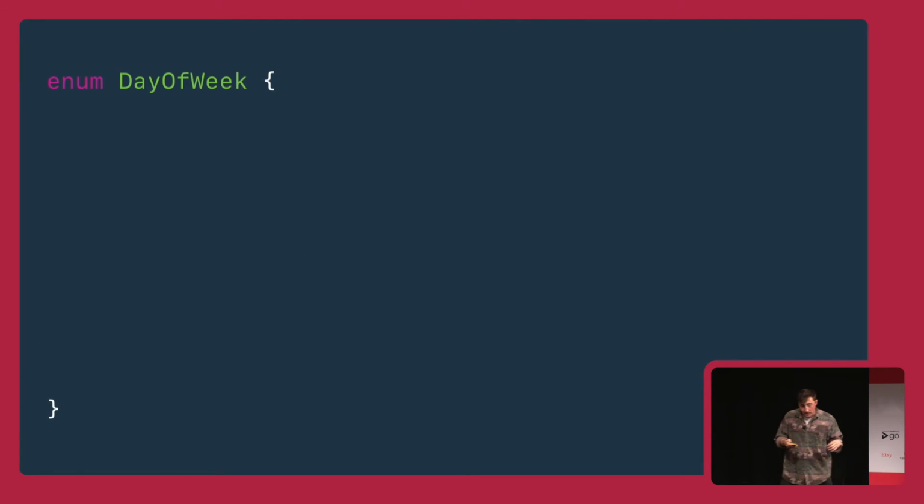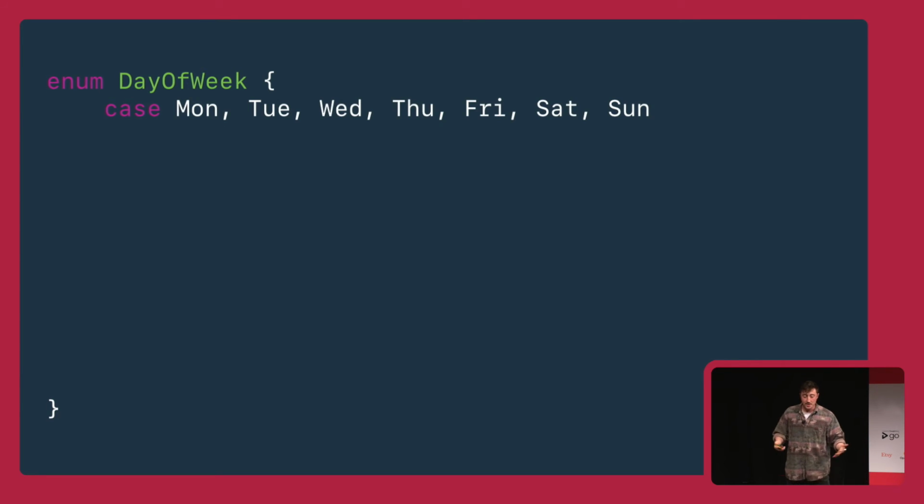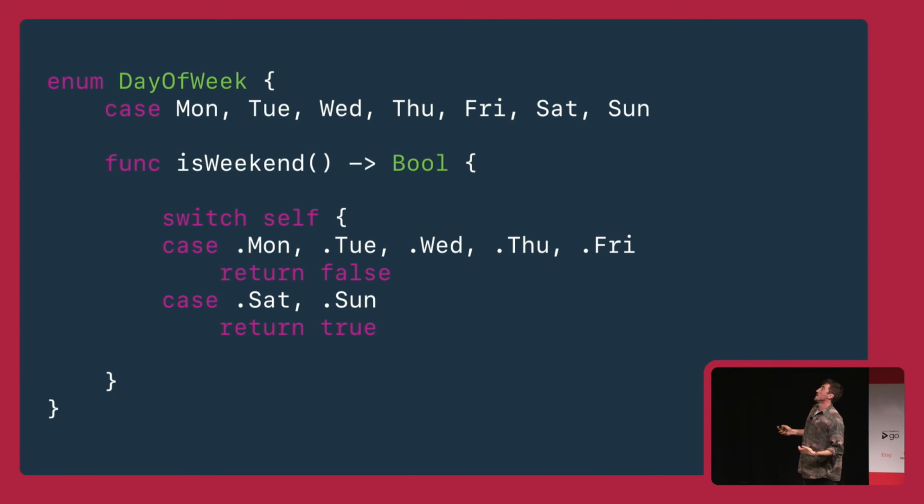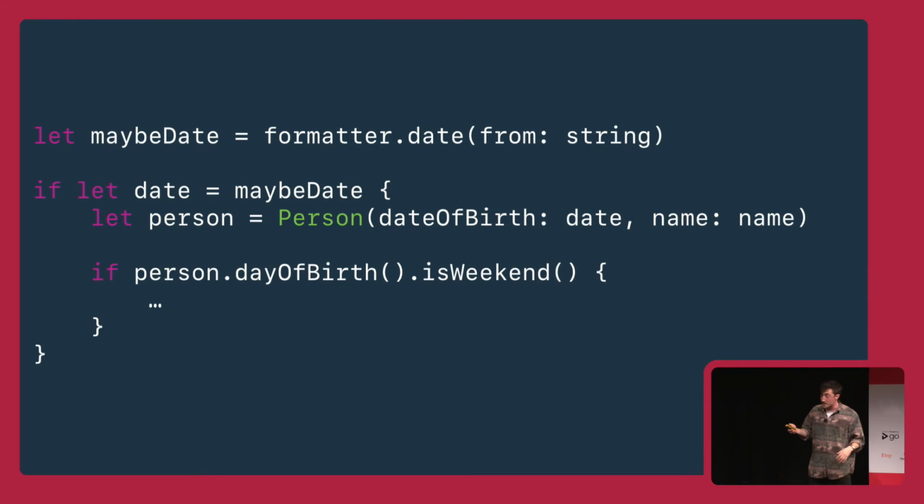So we move on to our final type here, the day of week type. This is an enum, which is for things which are kind of mutually exclusive. It's like a sum type in type theory. So we have case statements, one for each day of the week. And then, as with all of our other types, we can just define functions on them. So we have a switch statement that, if it's Monday through Friday, it's not the weekend. If it's Saturday or Sunday, it is. And now we can put this in here. So we have our maybe date. If we do get a date, then we can make our person object. And then we can query our person object.